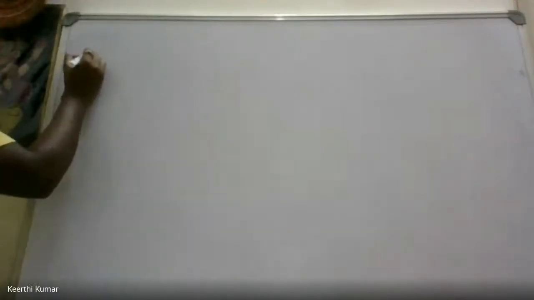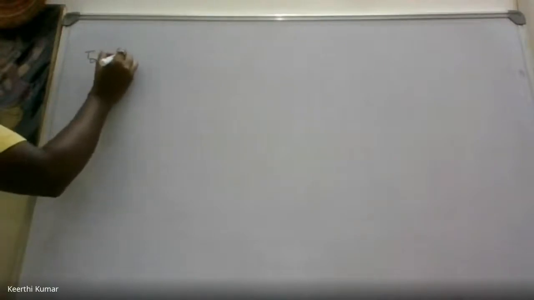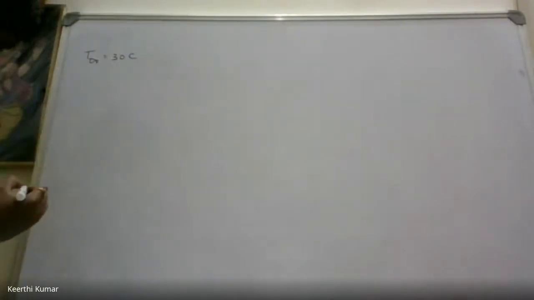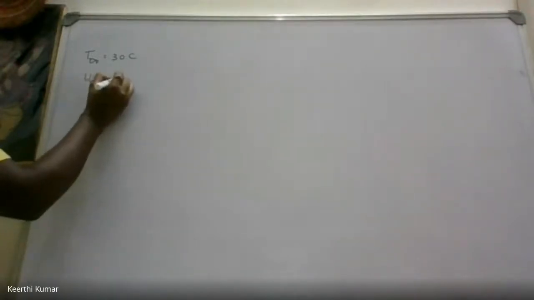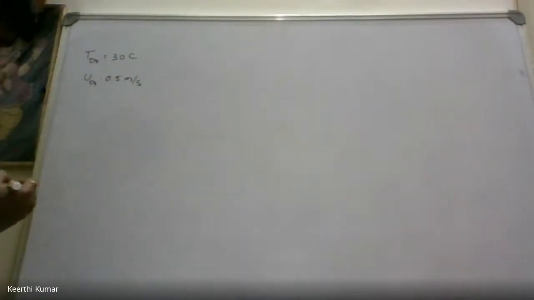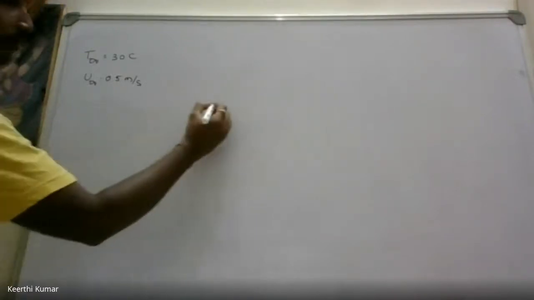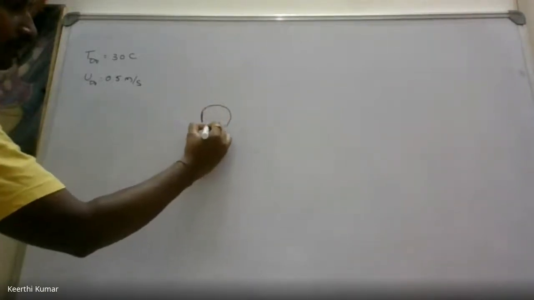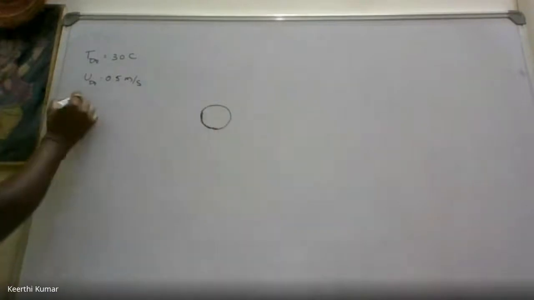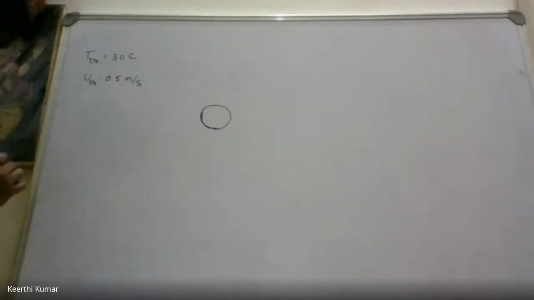So in this problem, what he has given: the air stream at 30 degrees centigrade. So T infinity is equal to 30 degrees centigrade, moving at a speed of, that is U infinity, 0.5 meters per second. The air is flowing at a speed of 0.5 meter per second across what? Across a 100 watt bulb. That means there is a bulb. So this bulb, we are going to consider it as a sphere.